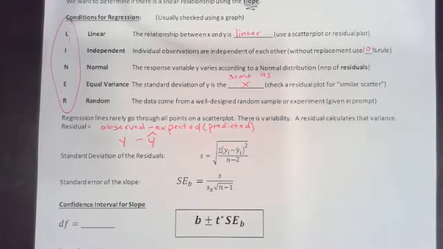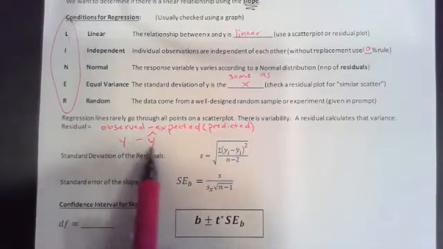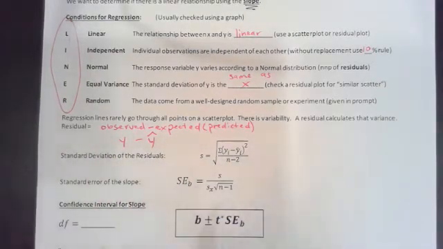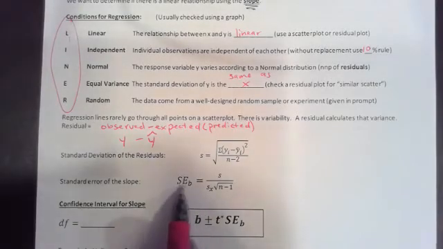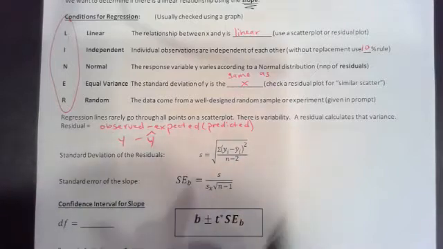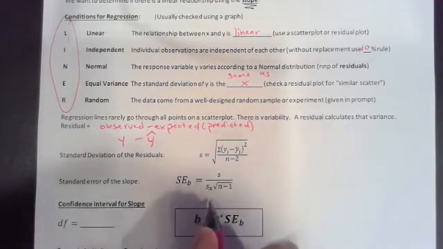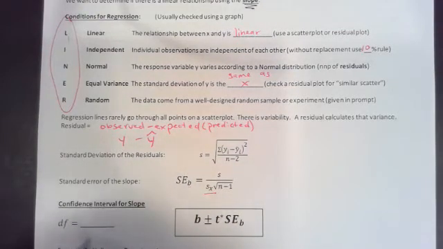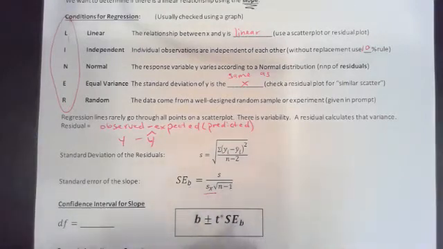Okay, so the standard deviation of all of the residuals can be found by taking the square root of the sum of all of these residuals squared divided by n minus 2. Okay, next we have the standard error of the slope. So standard error of the slope, that's what this little sub b is for. This is the standard deviation of the residuals divided by the standard deviation of the input values, the x's, times root n minus 1.